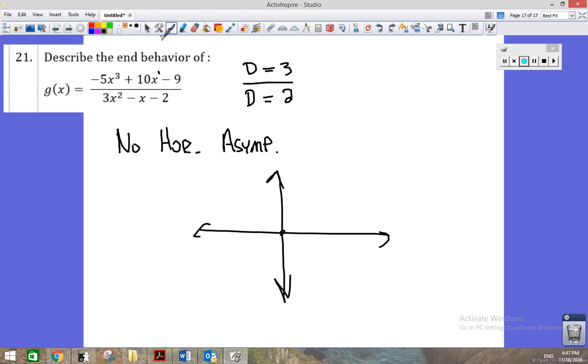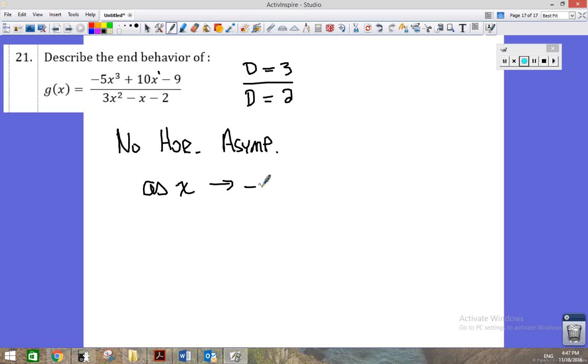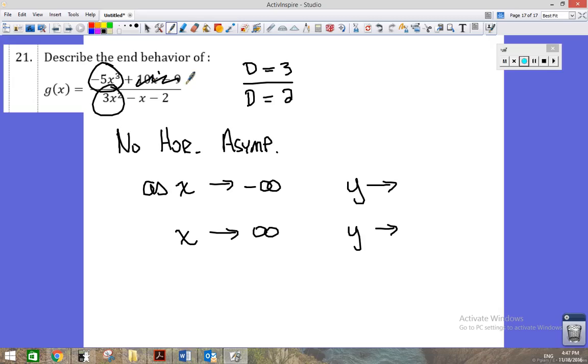Alright, so we need to determine what's happening as x goes to negative infinity, and as x goes to positive infinity. We know it's not going to go towards a number; it's going to go towards one of the infinities. And we can use these leading terms. These other terms are not going to come into consideration if we're very far away from the origin.